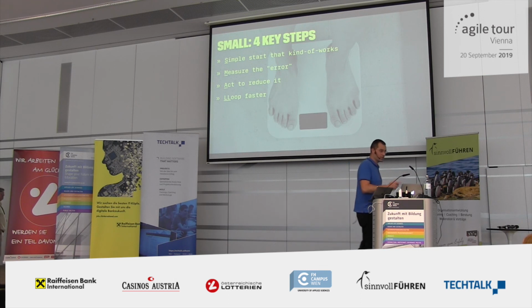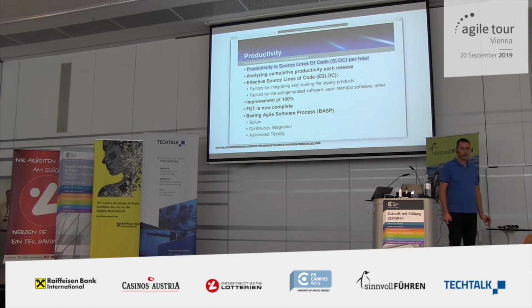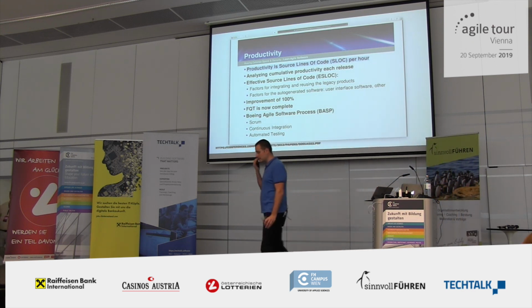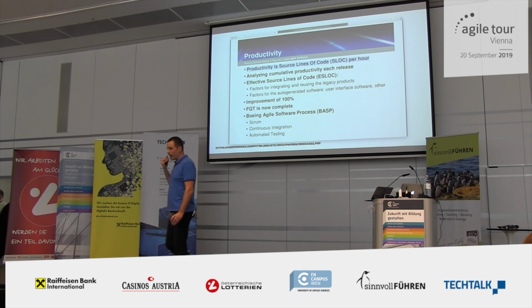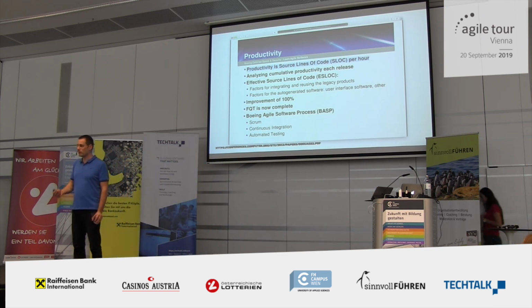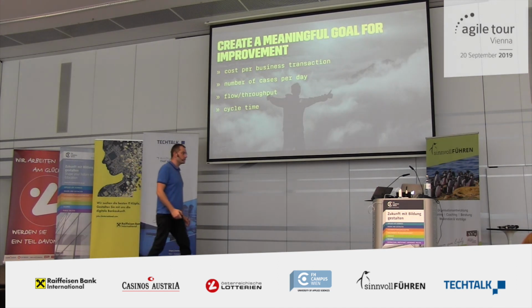This is an actual way how Boeing measures productivity, from their description of their Agile process. I don't know of a worse way to measure productivity, but you can see that this is a brilliant example of people measuring what's easy to measure, not what's important. So please don't do this. Create a meaningful goal for process improvement.